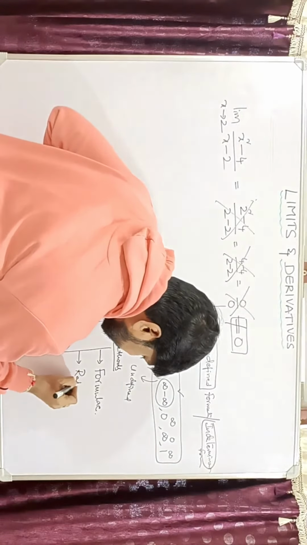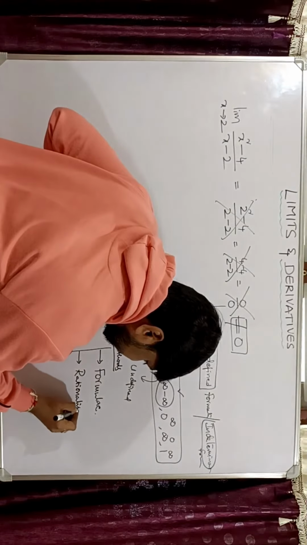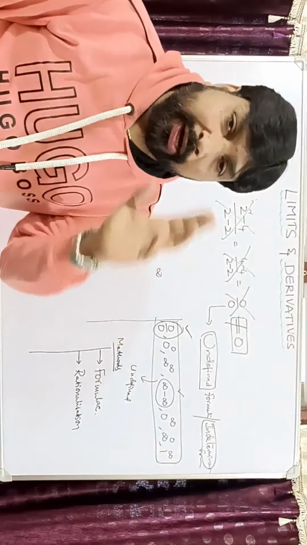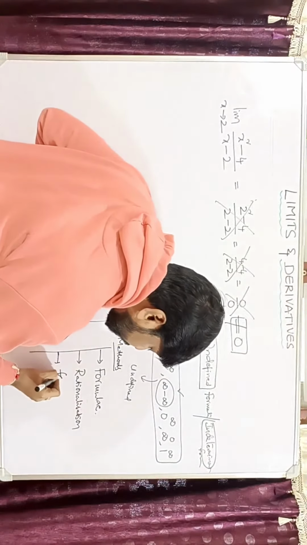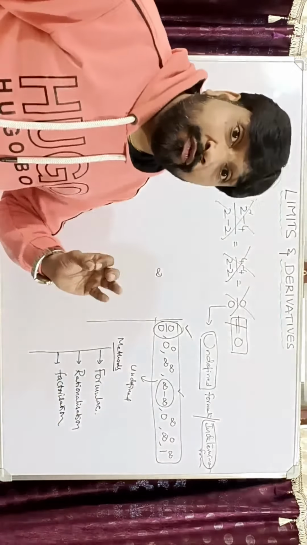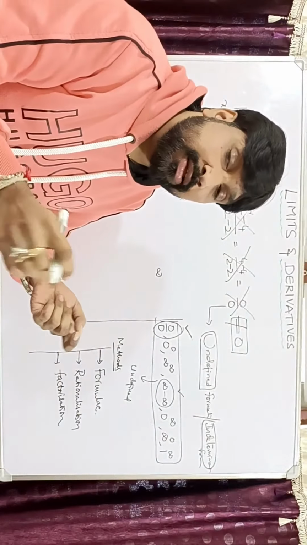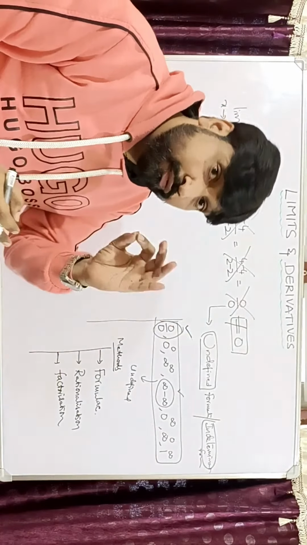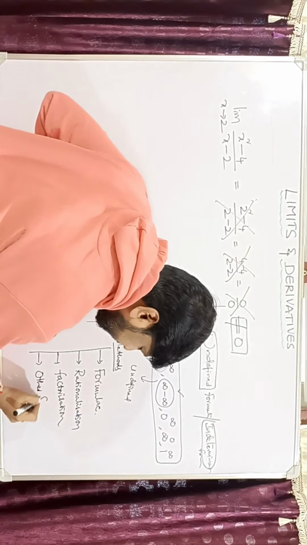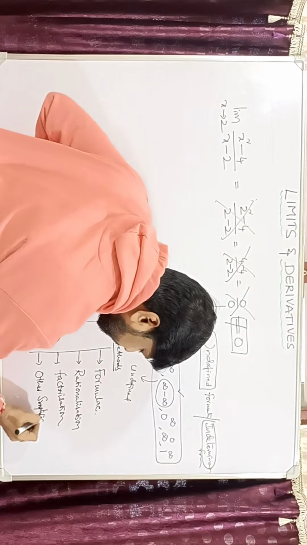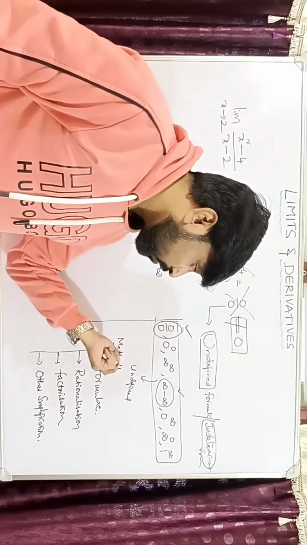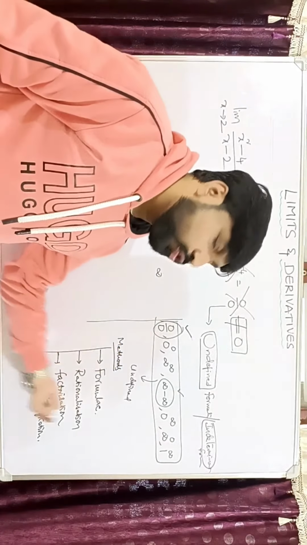What is it? Rationalization. Please note down: either formula method, or rationalization method, or factorization method. This is also possible sometimes. If you convert into factors, then the problem can be solved. So the factorization method, and any other simplification. What are the methods you have? We are going to solve the sum using these four methods.